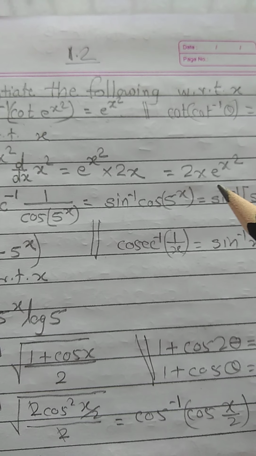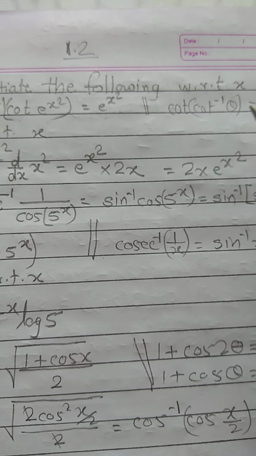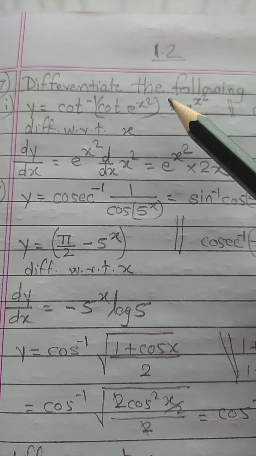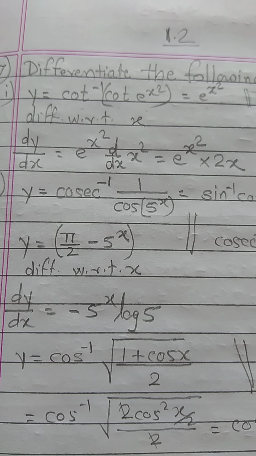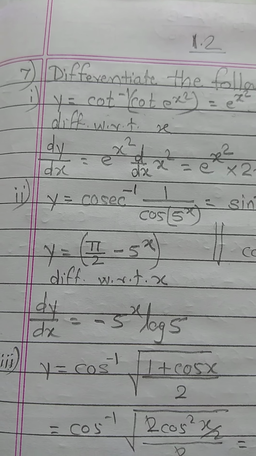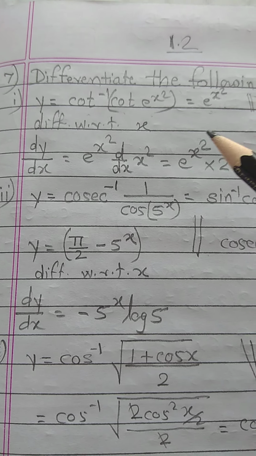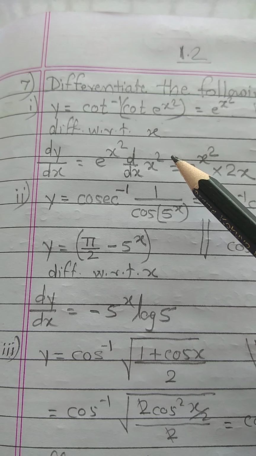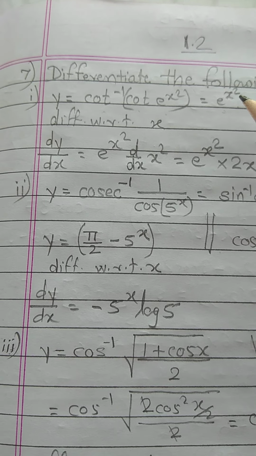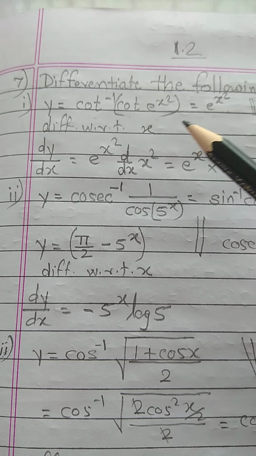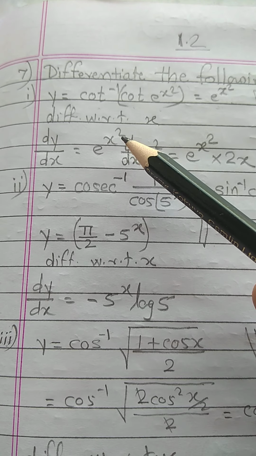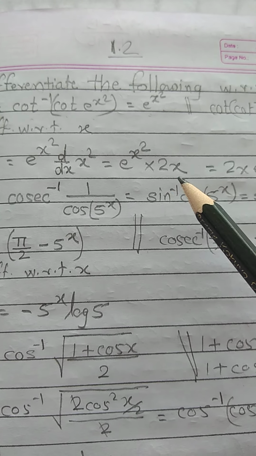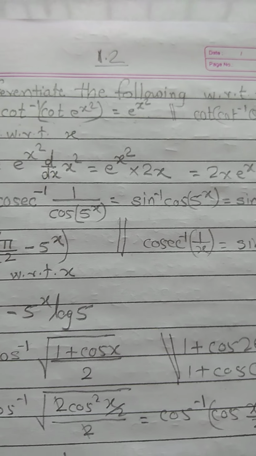We know that cot inverse of cot theta is always equal to theta. Therefore, cot inverse of cot of e raised to x square is e raised to x square. Differentiating with respect to x, we know that the derivative of e raised to something is e raised to that thing. Therefore, e raised to x square will remain as it is, and the derivative of x square will be 2x. So, the final answer is 2x e raised to x square.